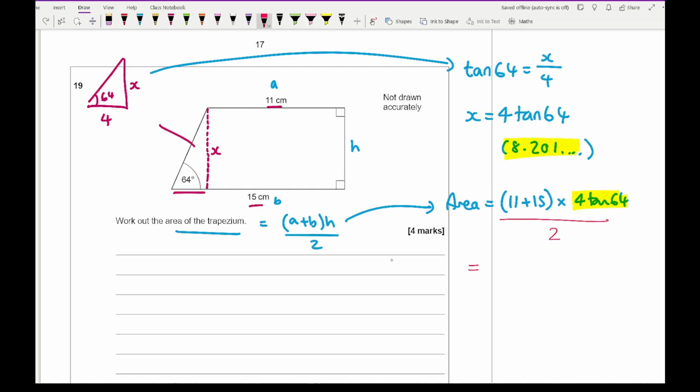And if I type that all into my calculator, I get an answer of 106.6 centimeters square, and that's to 2 decimal places. I'm just neatening that up.